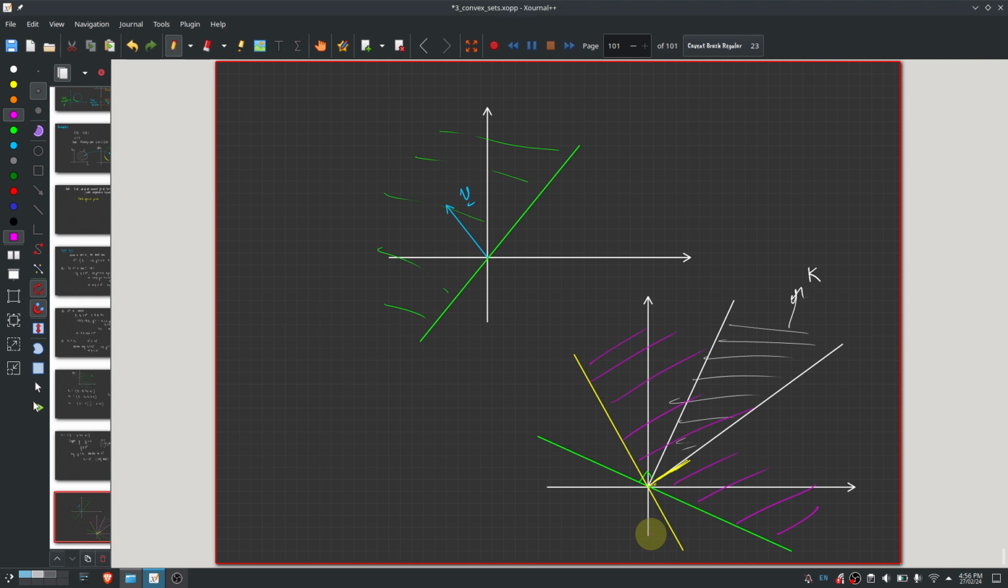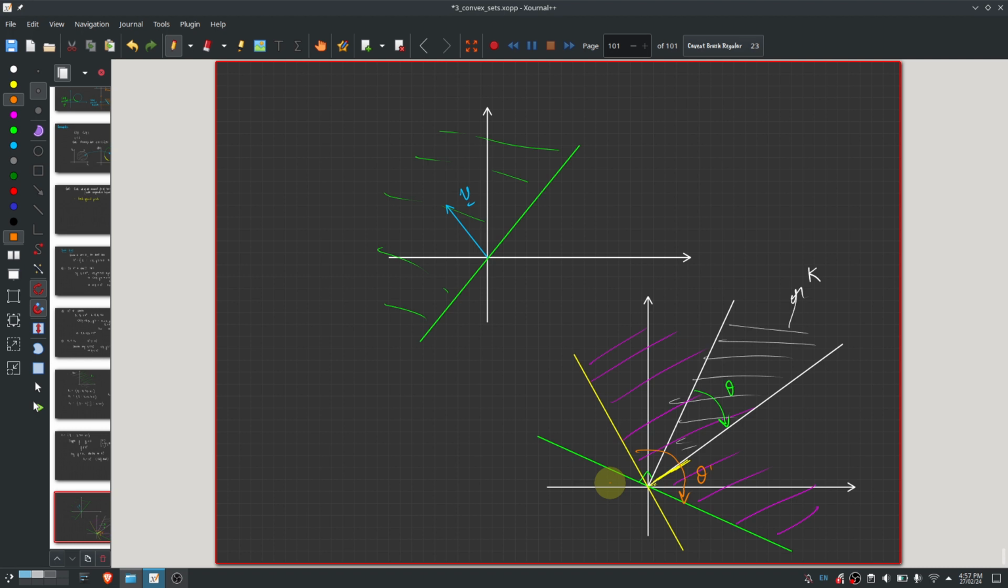So this is one example of a convex cone, and suppose that the angle between these rays is equal to theta. The dual cone also looks similar, but with a different angle. Let's call that theta prime. So as I increase theta, what happens to theta prime? It decreases.